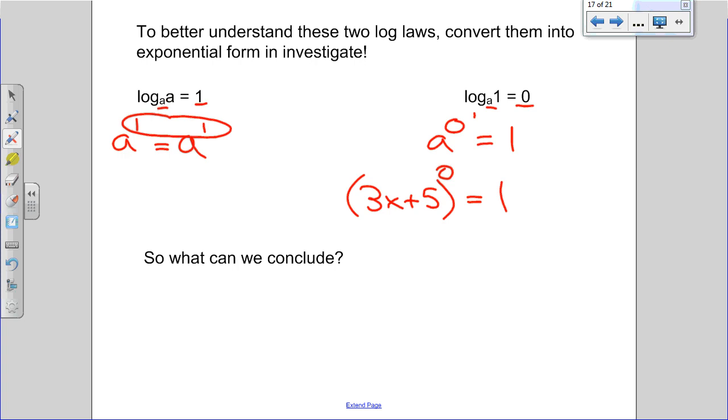These are like 2 random facts. We use the first one more than the other one. The other one doesn't happen very often, but we do use the first from time to time, where you'll have something like log q of q, and you have to solve that. The exponent I must put on q to make it equal to q would just be 1. So you will see that happen more often than the other way around.